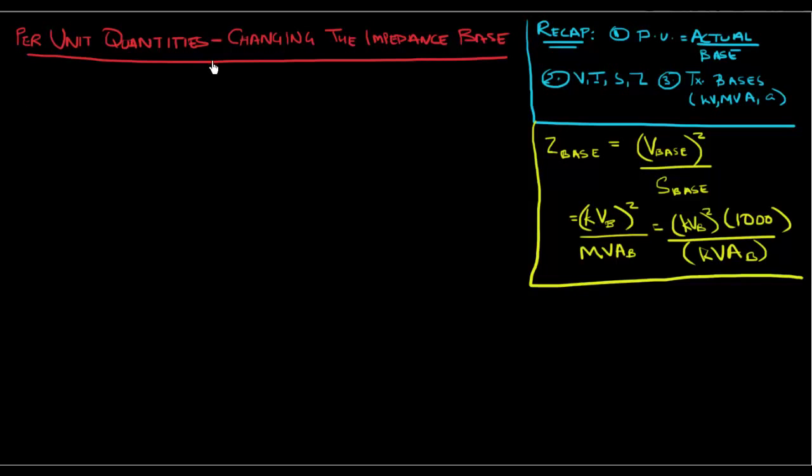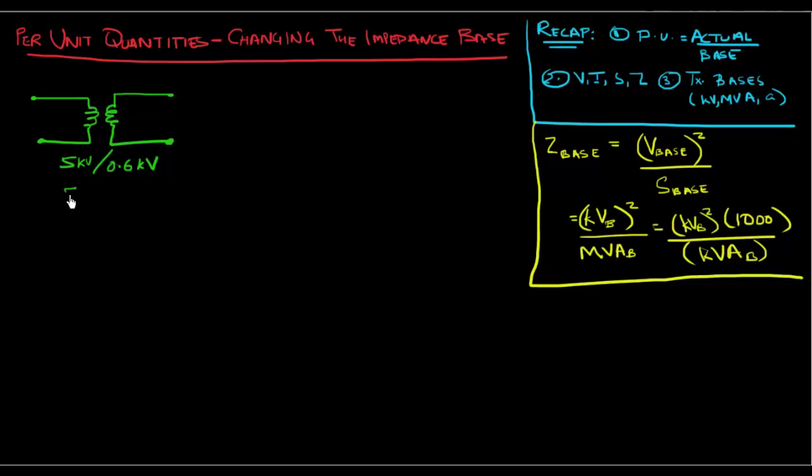All right, so what am I talking about, changing the impedance base? What does that mean? Why do we need to do that, and how do we do that? So let's assume, again, let's go back to our transformer. Let's assume we have this transformer here. This is a transformer circuit. Let's say it's 5 kV on the primary and 0.6 kV on the secondary side.